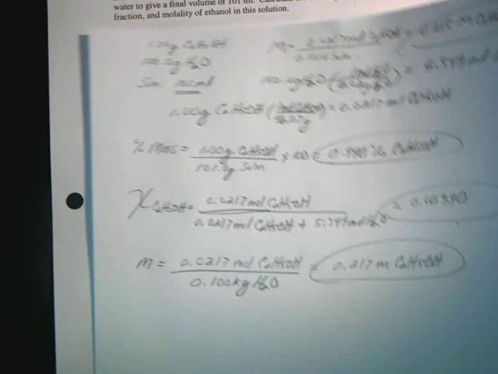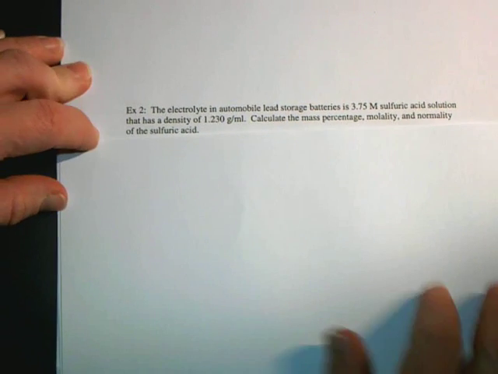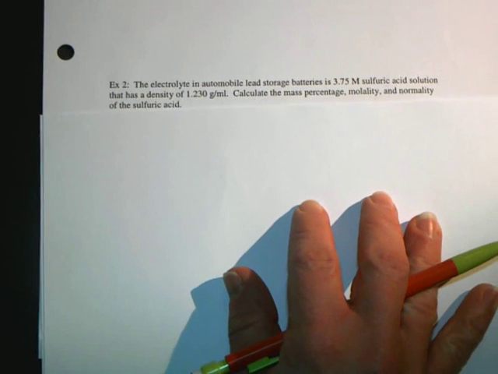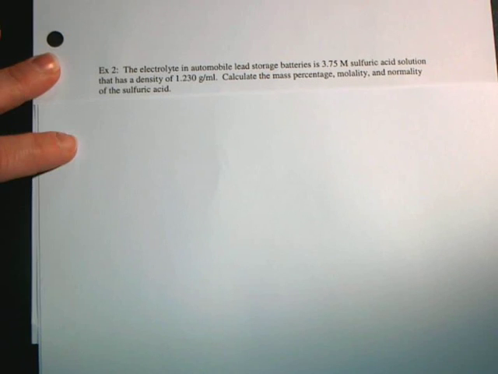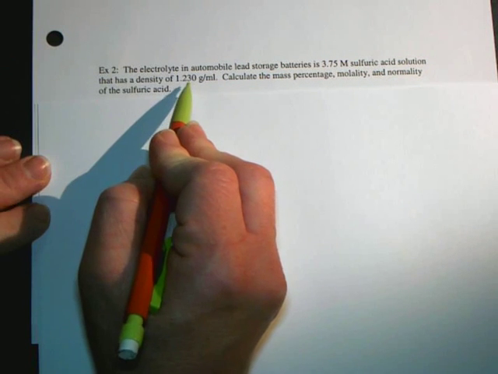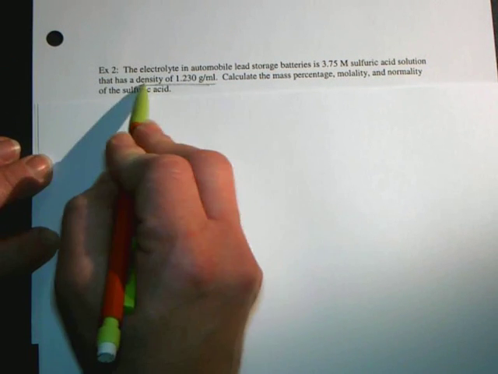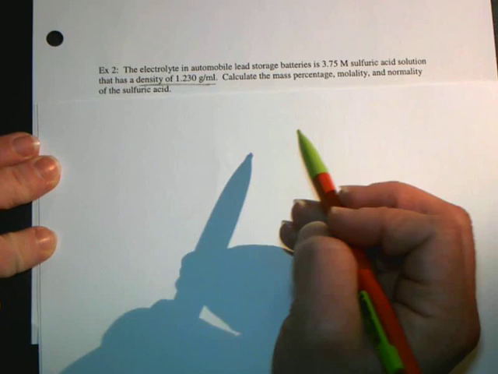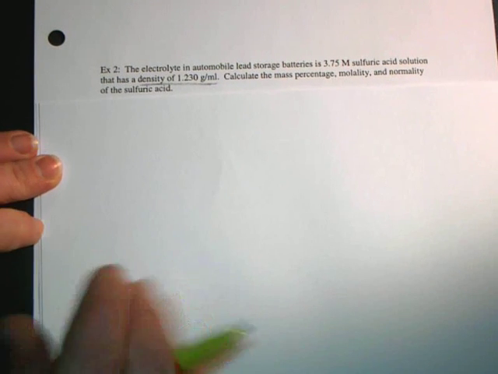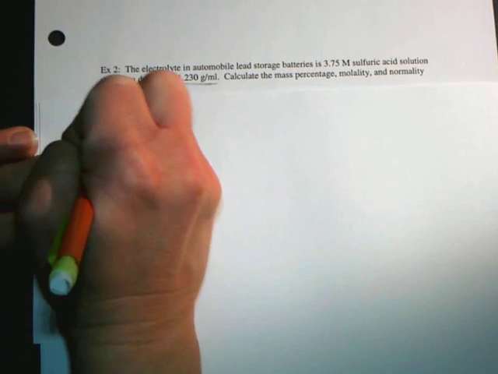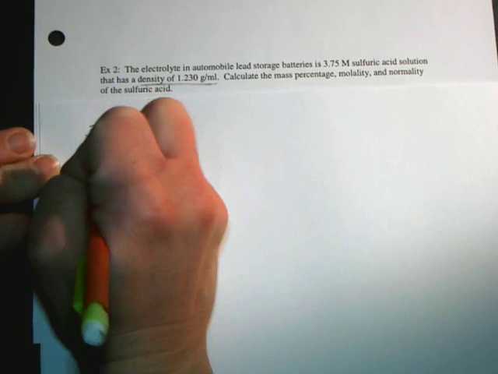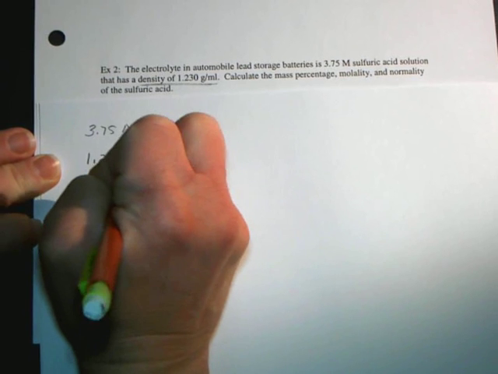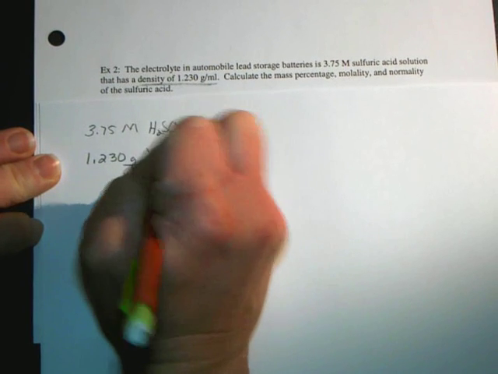With the second example, we're given an automobile battery that's 3.75 molar in sulfuric acid. And we're given the density of the solution. We need to be very, very careful when we're given densities that we interpret them properly. Then we're asked for these different expressions. All right, so where can we go from here? And remembering this is of the solution.